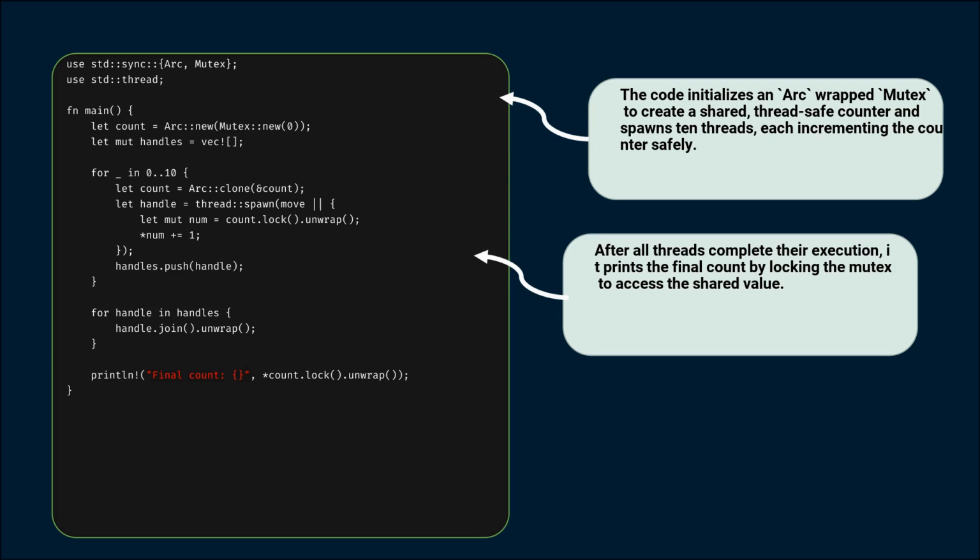Next, we initialize a counter variable wrapped in a Mutex and an Arc. We then create a vector to hold the thread handles. In a loop, we spawn 10 threads, each of which will attempt to increment the shared counter.